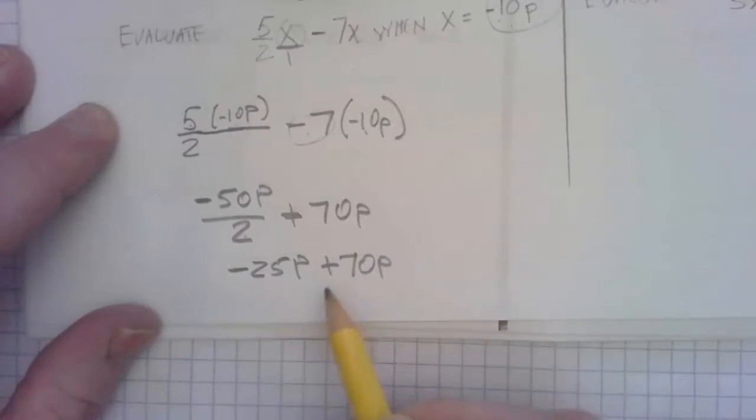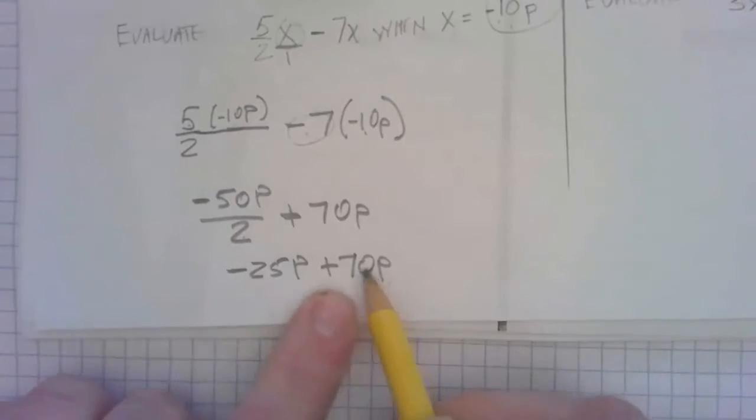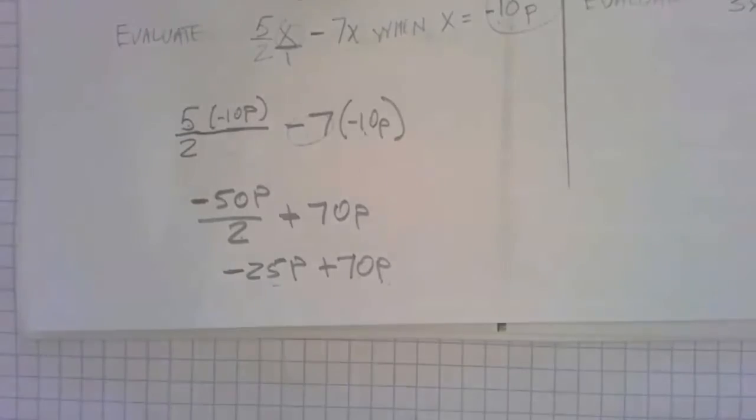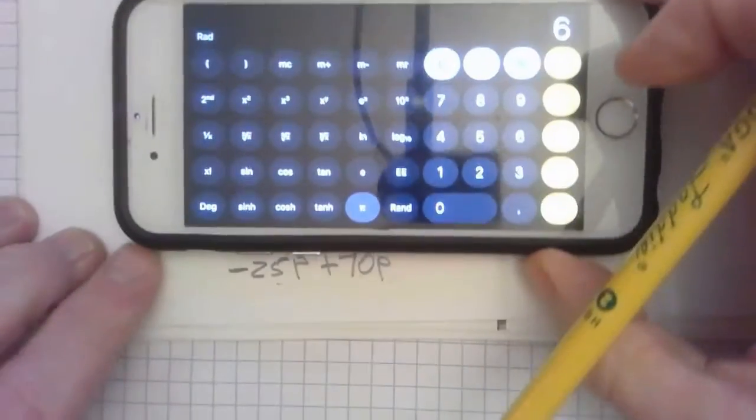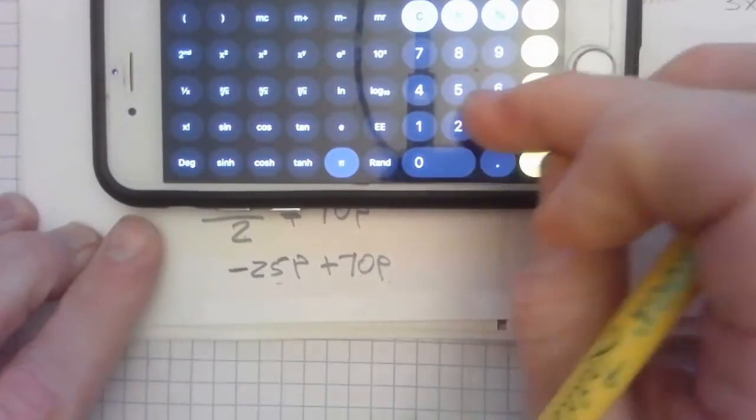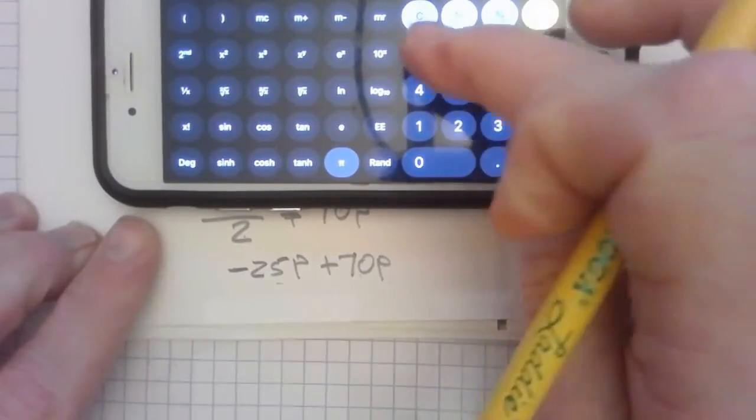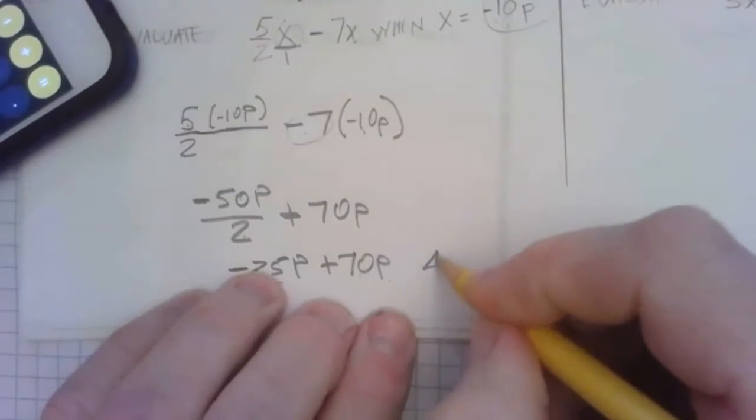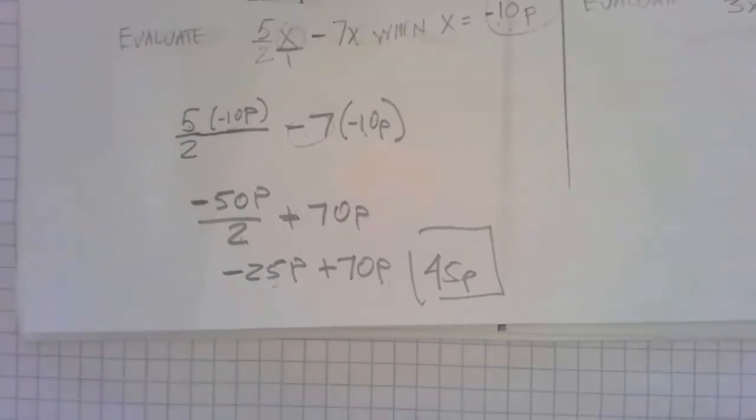Now these I can combine, because they both have a p. So I really have 70 minus 25, right? Positive and negative. So I'm going to say, well, let's just do it. Let's not be silly. Negative 25 plus 70 is 45. So I have 45p as my final answer.